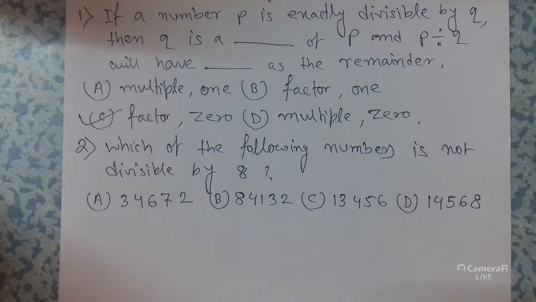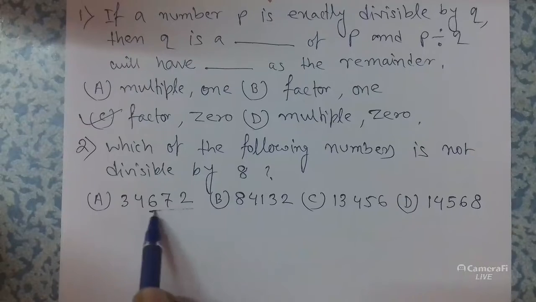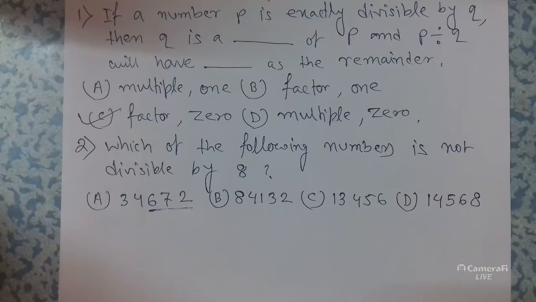So here students, we have to check. If we want, you can divide all the numbers by 8, but it will be time taking. So to save our time, we have to use a short method. The short method is, we have to divide only the last 3 digits by 8. If it is divisible by 8, then the whole number is divisible by 8. So check it.